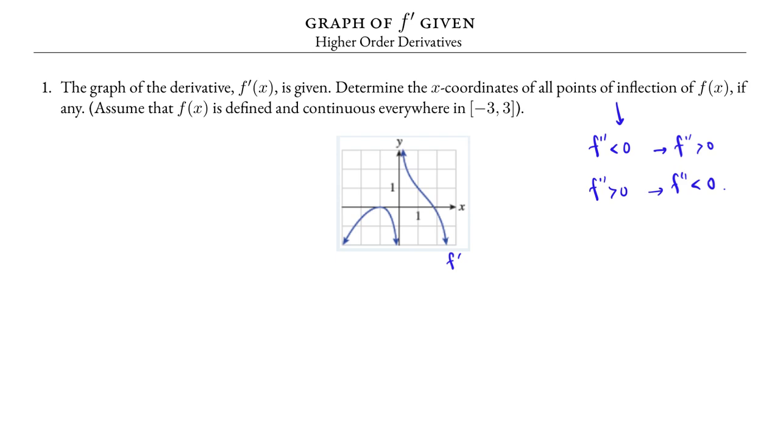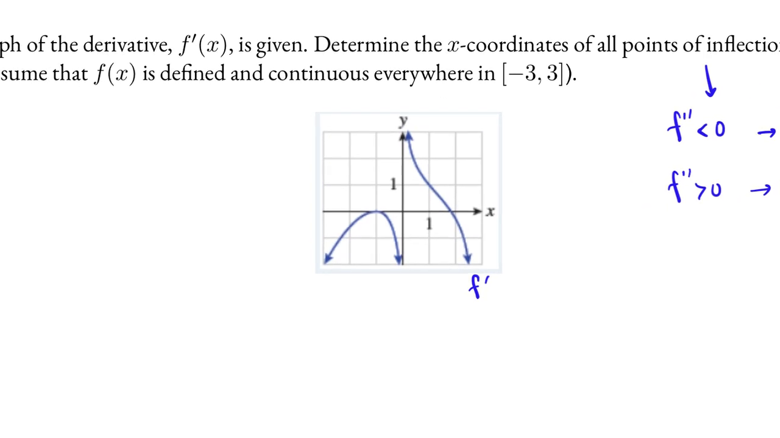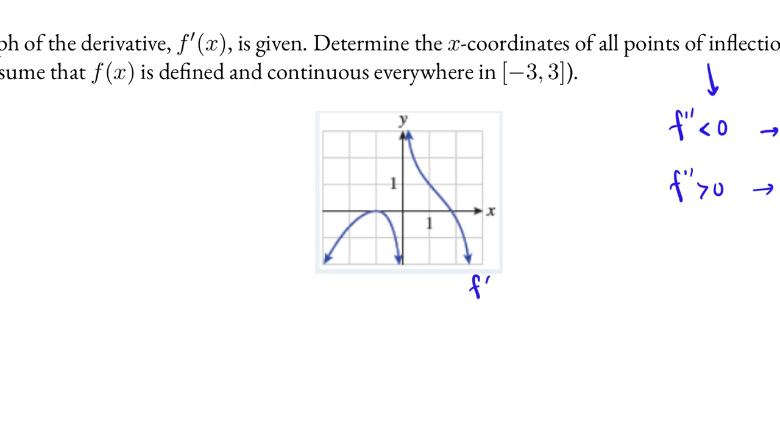If the first derivative is increasing, then the second derivative will be positive. And if the first derivative is decreasing, then the second derivative will be negative. We see that the first derivative is increasing from -3 to -1. This means up to -1, the sign of the second derivative is positive.